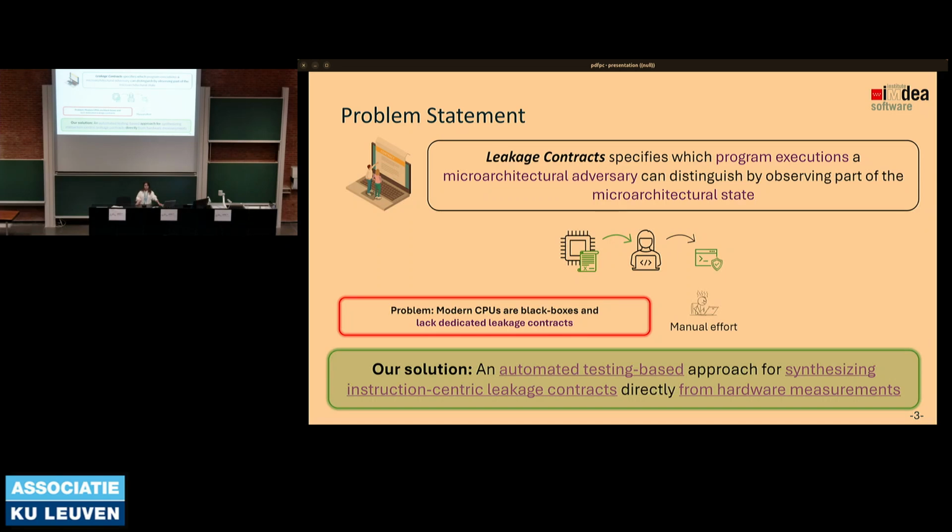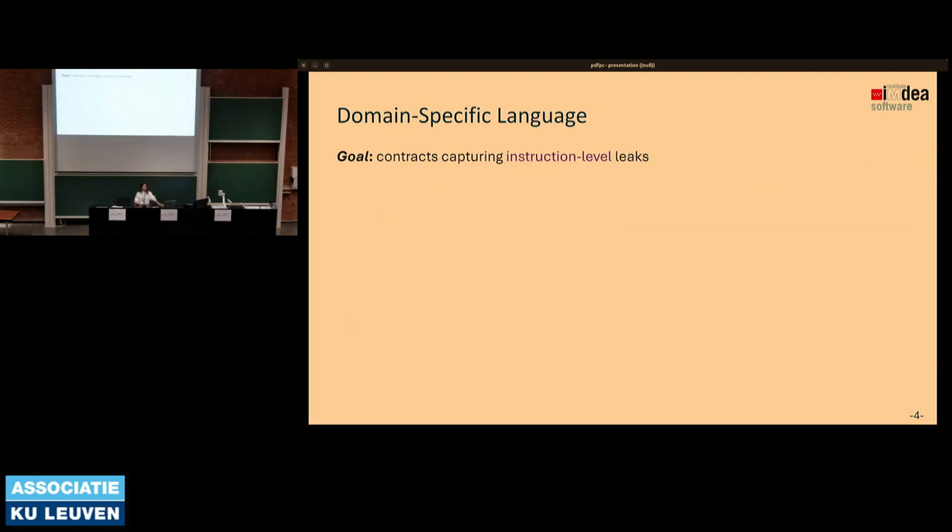That will allow us to obtain automatically contracts defined as a function of the instructions. So for this, we started with a domain-specific language, where the goal is to generate constructs capturing instruction-level leaks. Again, leaks defined as a function of the instruction. For us, a contract is a set of clauses, where each clause is a conditional expression depending on a predicate.